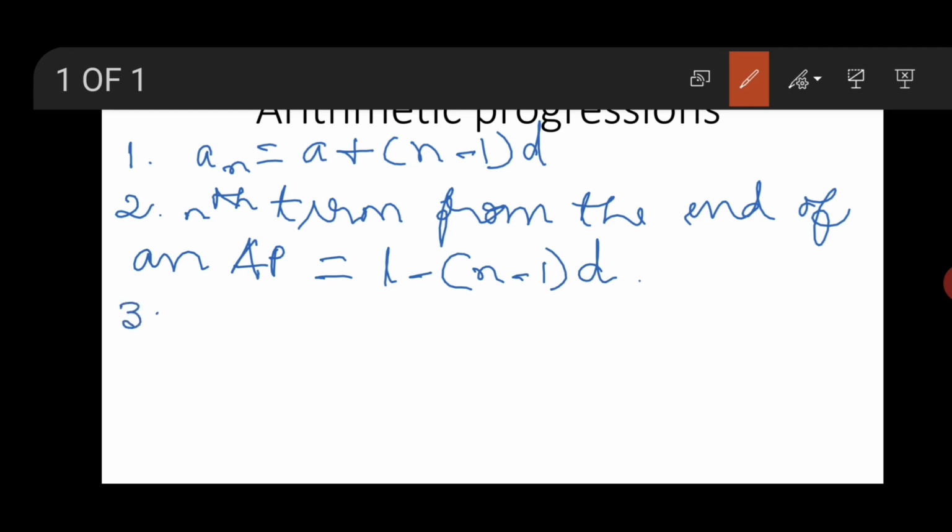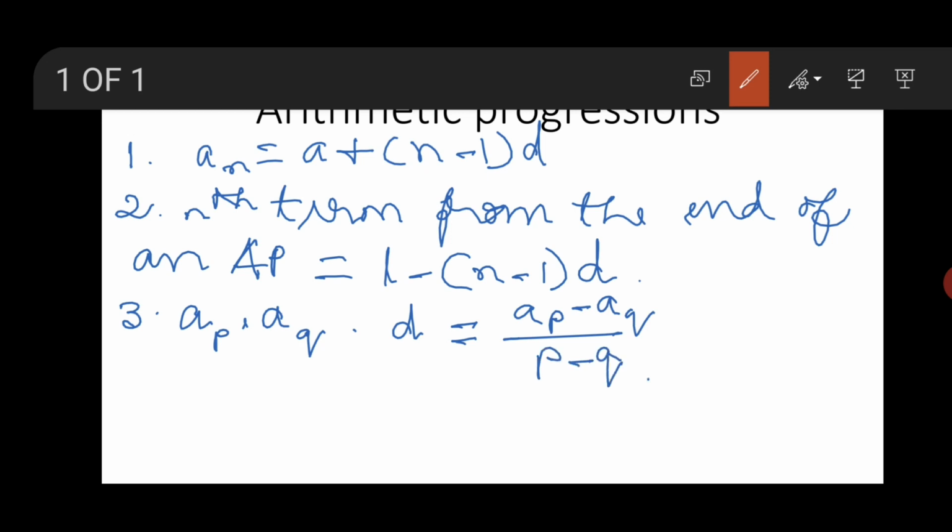This is also important. Nth term from the end of an AP is given by L minus n minus 1 into D, right? Next, if any two terms of an AP, say ap and aq, are given, then the common difference D is given by the formula ap minus aq divided by p minus q, right? Then if the sum of n terms Sn and Sn minus 1 are given, then Sn minus Sn minus 1 is equal to an. This is also helpful to solve the problem.